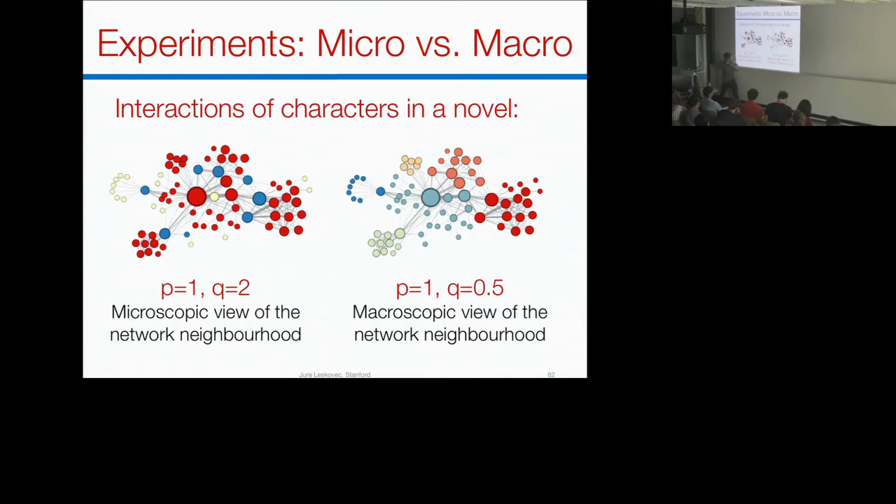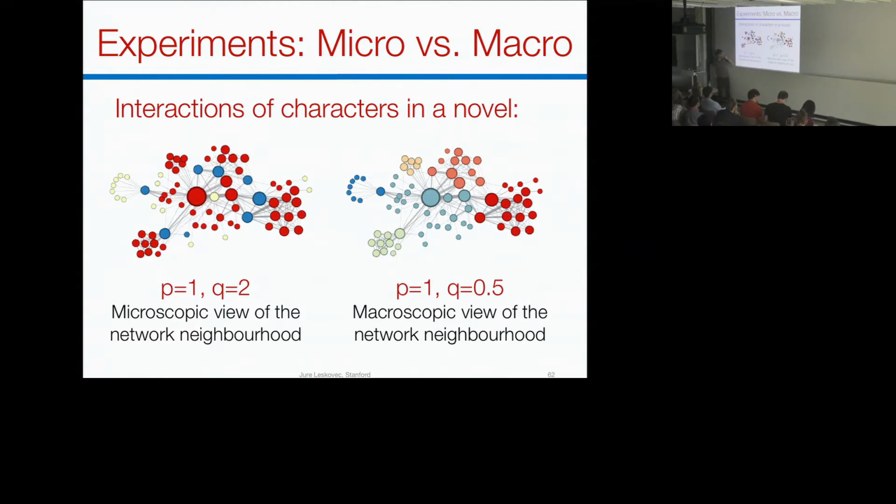What you see is, for example, for this particular setting of P and Q, I get this kind of macroscopic view of the network, right? Q is large or Q is small, so I tend to walk farther away from my starting node. You see that I basically identify these densely linked clusters of the network, right? I identify modules, or whatever you want to think of that.